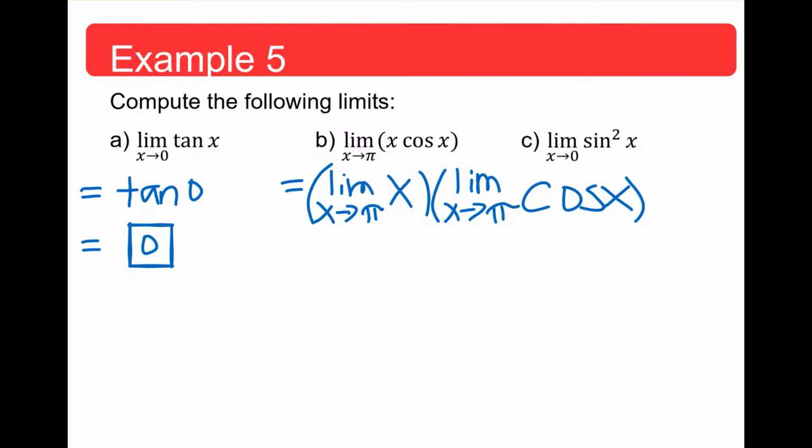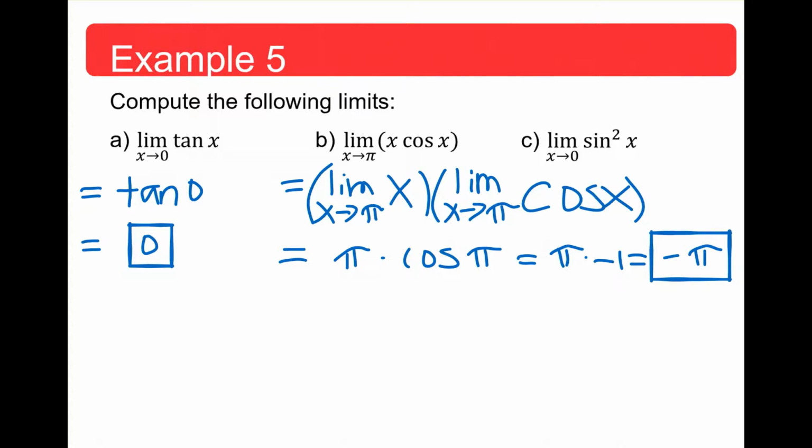And pi is in the domain of cosine of x, so we can use property 2 of theorem 1.6. So we get pi times cosine of pi. Cosine of pi is -1, so we get pi times -1, which is negative pi. So the limit as x approaches pi of x times cosine of x equals negative pi.